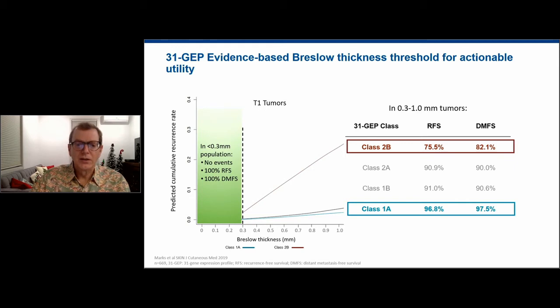Once again, you can see a recurrence-free survival in the class 2Bs in our 0.3 to 1 millimeter thickness that's as high as 25% recurrence rate. Once again, your class 1A is a very low recurrence rate.